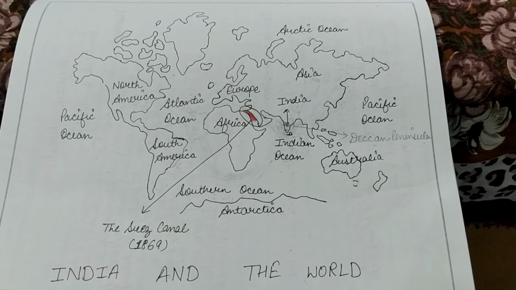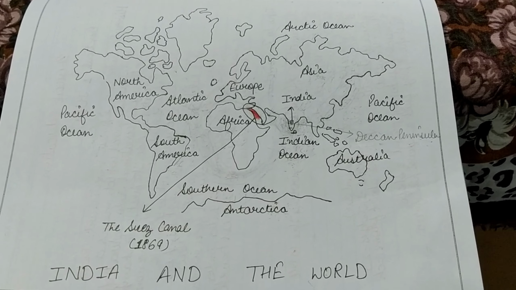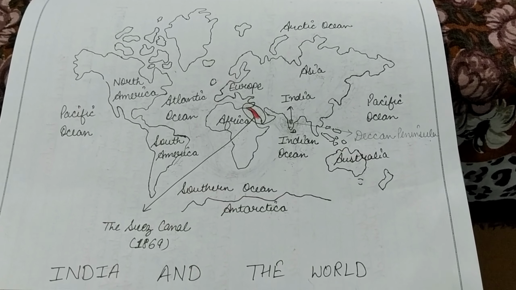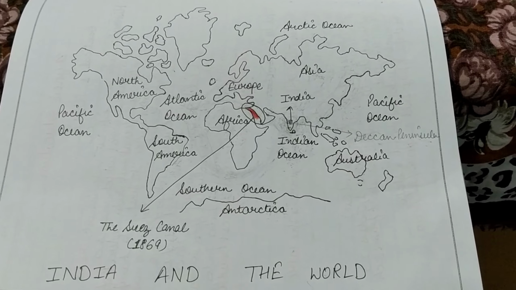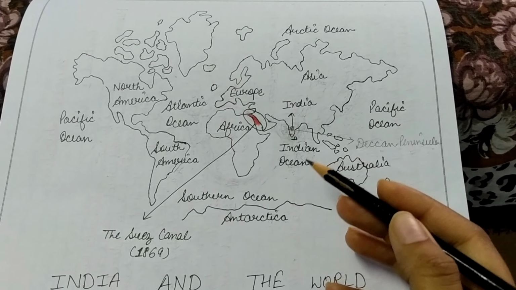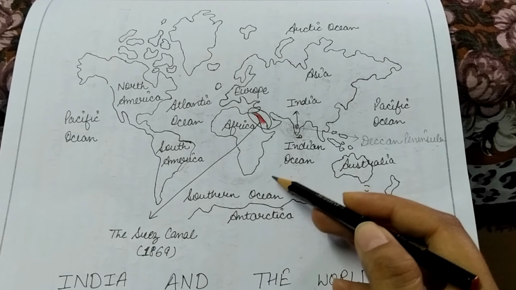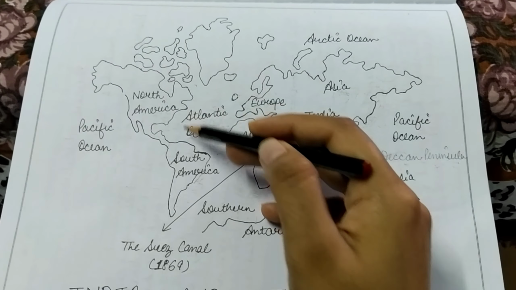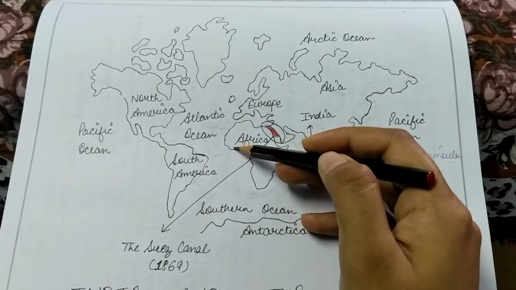Okay, so in India, the land routes and the sea routes have contributed a lot in order to exchange ideas and commodities. Okay, so in ancient times India used to use this route to trade with the countries of North America, South America, Europe and Africa.